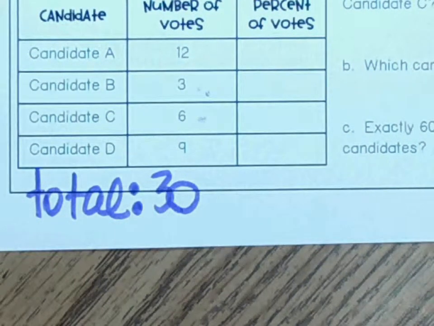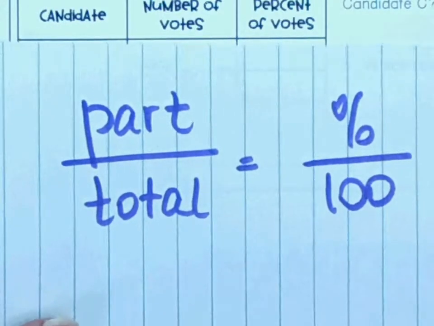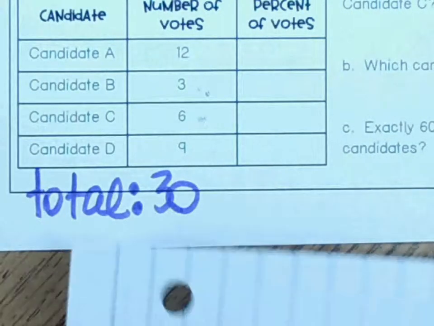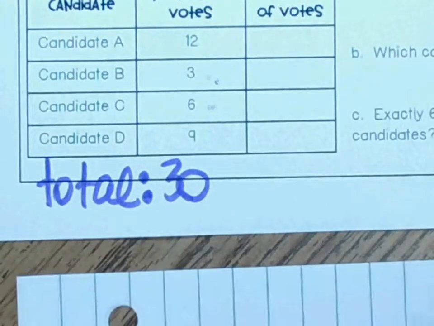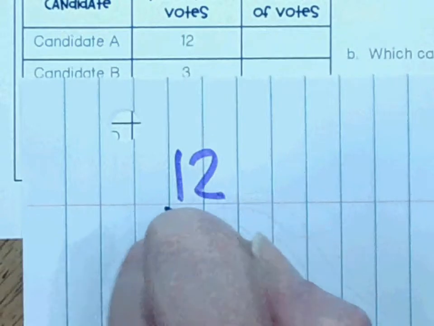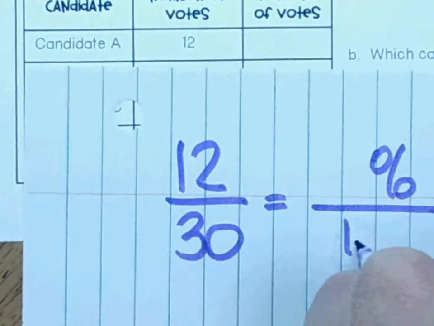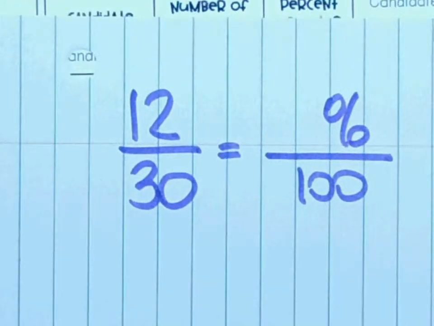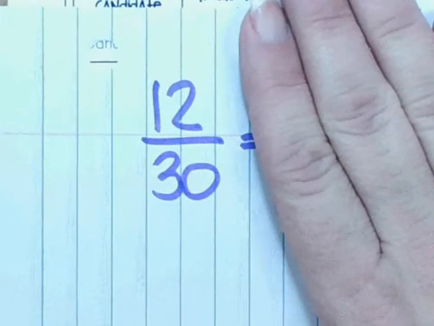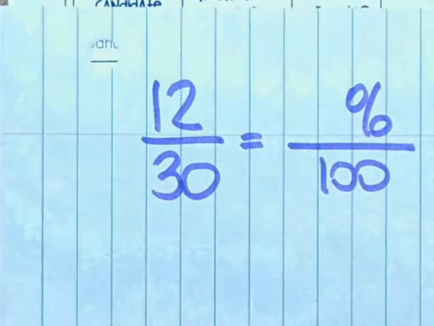Speaking of which, part over total, or part over whole, equals percent over 100. So let's do our percents real quick. Candidate A, the part is 12. We said the total was 30. And we're looking for the percent over 100. Now this one isn't as pretty to go 30 times what's 100, right? So a strategy we can use is to simplify this fraction and try to get something that will multiply to 100 easily.